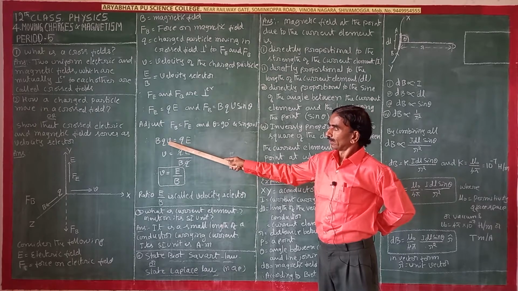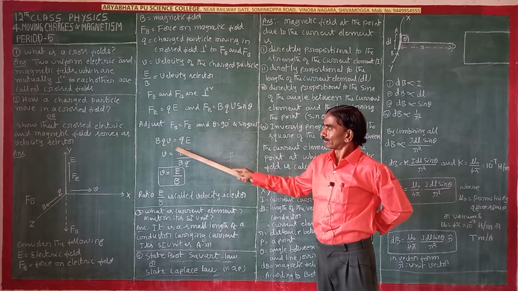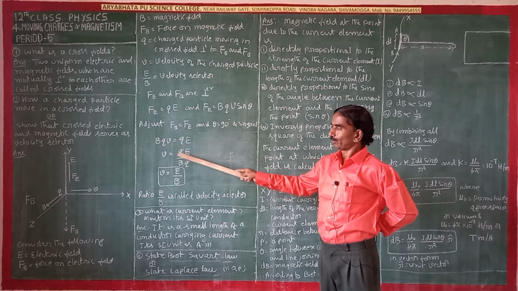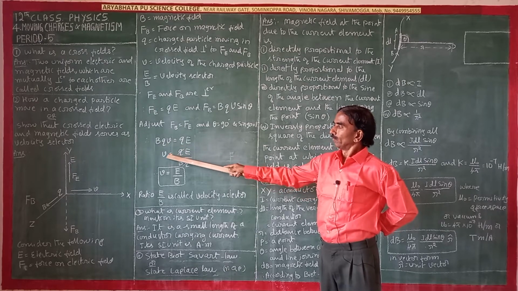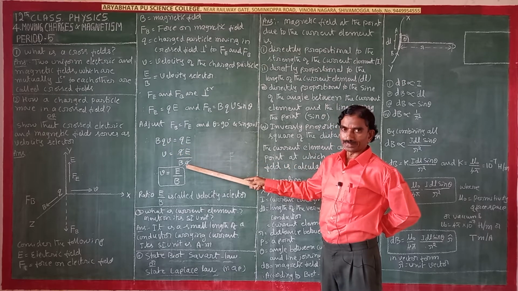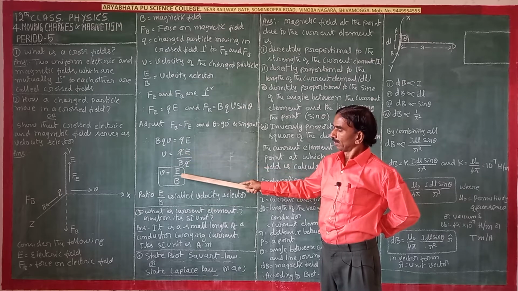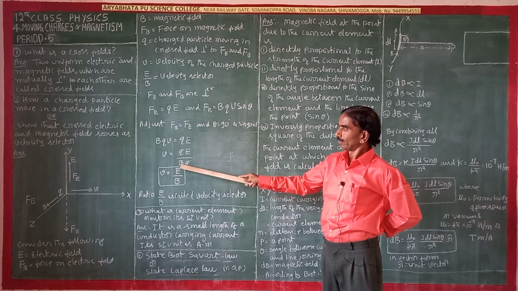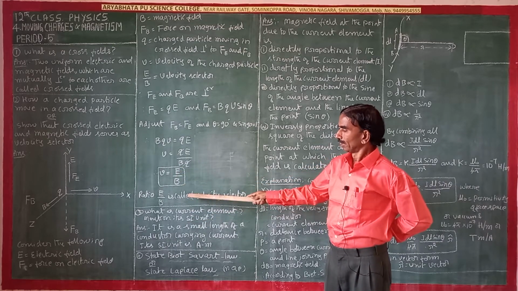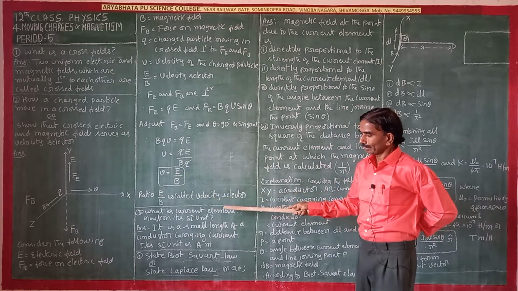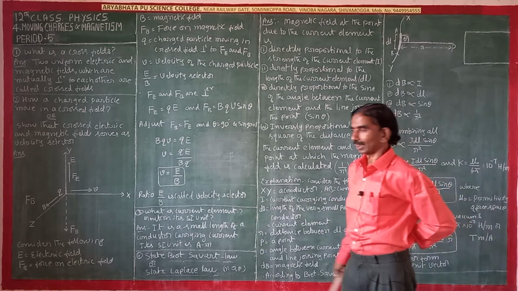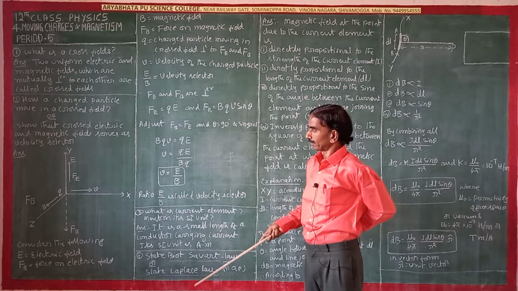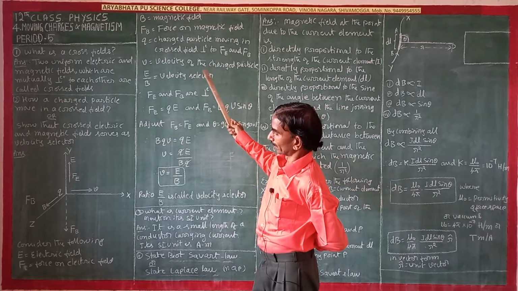We want V, so transfer this to the right-hand side. QE divided by BQ, BQ goes to the denominator. V is equal to QE by BQ. Q and Q get cancelled. V is equal to E by B. This ratio E by B is called the velocity selector.